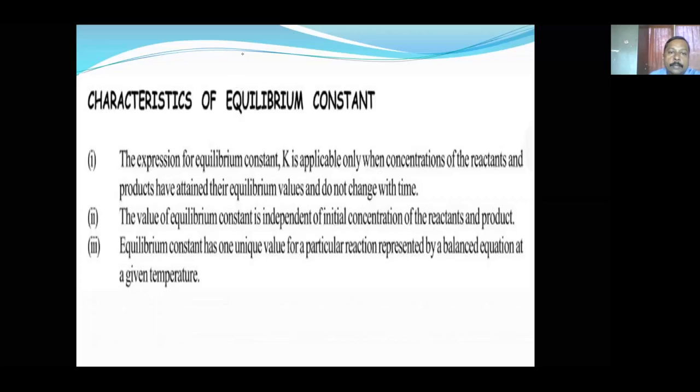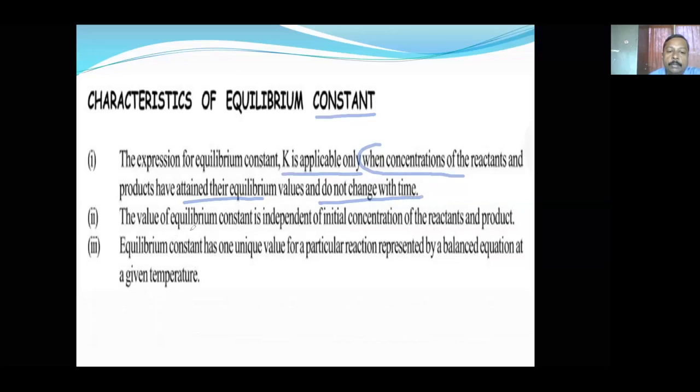Okay, characteristics of equilibrium constant. Don't think that we have already studied this; we have studied the characteristics of equilibrium. Now we are going to study the equilibrium constant. The expression of equilibrium constant K is applicable only when the reaction has attained equilibrium. How will you understand that equilibrium is attained? When their values do not change with time.